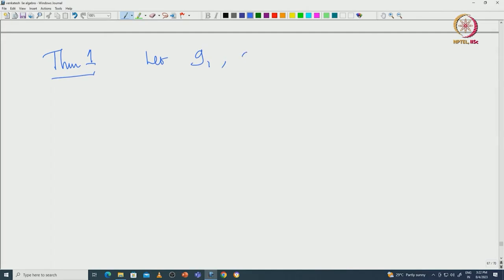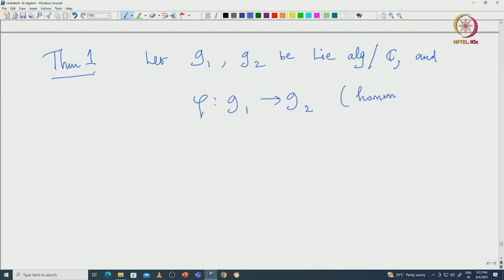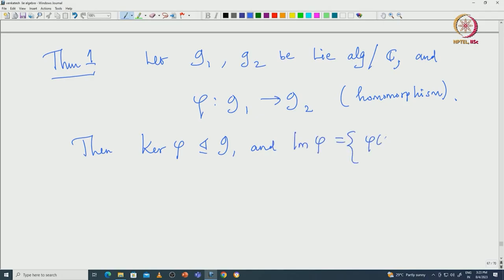Let G1, G2 be two Lie algebras over complex numbers, and let phi be a Lie homomorphism from G1 to G2. This is a homomorphism, not just a C-linear map, but a Lie homomorphism. We already verified that for a given homomorphism, the kernel of phi is an ideal. So if this is the data, what can we conclude? The kernel of phi must be an ideal inside G1, and not only that, the image of phi, which is the set of phi of x with x coming from G1, is a subalgebra of G2.